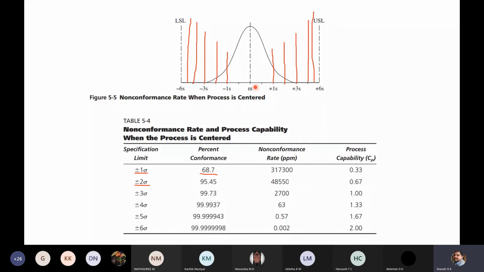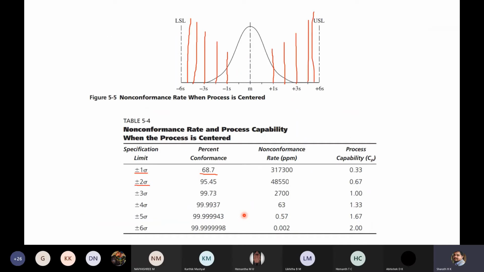where it is centered. Process is centered means mean, median and mode will be at the center. In that case, 99.99998% will be in that.